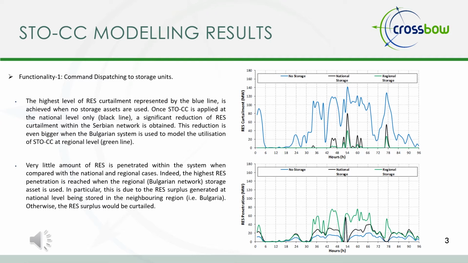to model STO-CC. So, as you can see in this figure, the largest amount of RES curtailment is when no storage is used at all, but when the regional storage is used, we have a very low amount of RES curtailment, and this can be validated in the figure on the bottom, where the highest level of penetration of RES is when the regional storage system is used, whereas for the blue line, which represents no storage at all, the level of penetration is quite low.